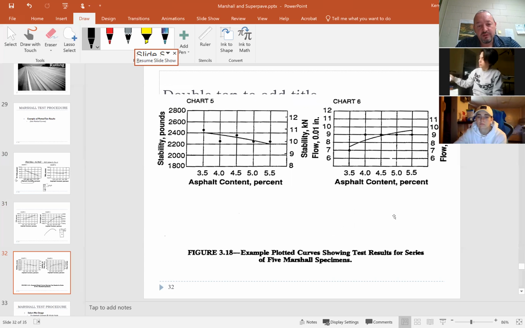And here's some typical plots. What I want you to see on the stability is that as the asphalt content goes up to the right, your stability is going to go down. This is probably not a good point here, but you can see why they used the regression and showed that as this goes way up, your stability is going to go down. And just the opposite with the flow. As the asphalt content goes up and we get more and more, we get a direct relationship with the flow.